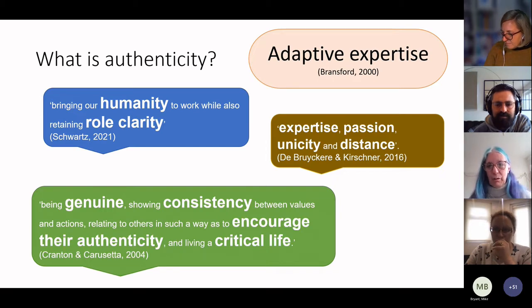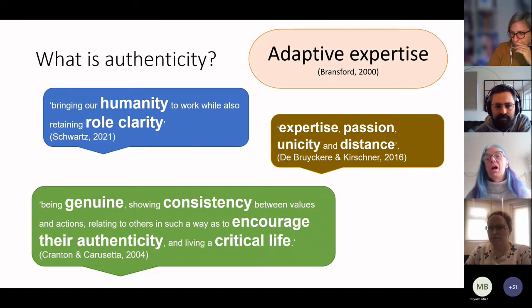Cranton and Carusetta emphasize being genuine, showing that consistency between your values and actions. I think that's really important. Sometimes that's called being a congruent educator. And relating to others in such a way that you encourage their authenticity. I think we heard things about this earlier today, where we make ourselves vulnerable. It gives students permission to be vulnerable. That chimed a lot with what I do here. And then living a critical life.